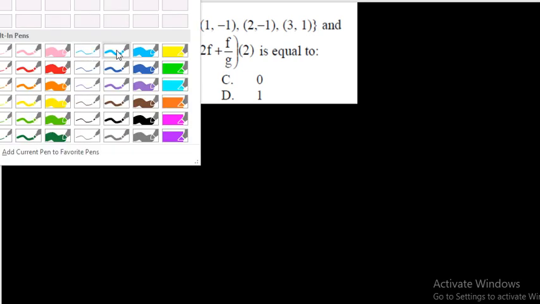Hello and welcome. Let us keep on doing our model exam from past paper. The first one, consider functions f and g. Two functions are given. They are given in ordered pairs.